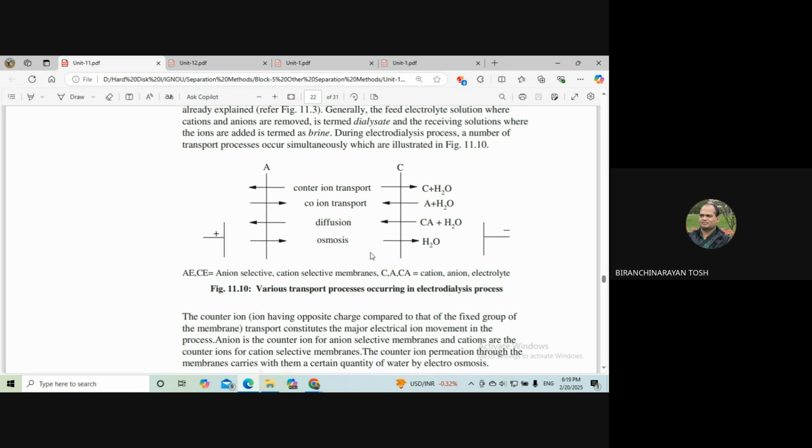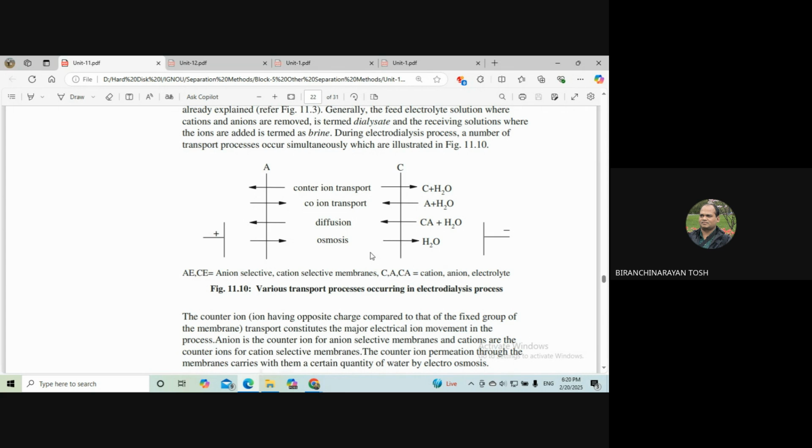The counter-ion is the ion having opposite charge compared to that of the fixed group of the membrane. The counter-ion transport constitutes the major electrical ion movement in the process. Anion is the counter-ion for anion selective membrane, and cations are the counter-ions for cation selective membranes. The counter-ion movement through the membrane carries with it a certain quantity of water by electroosmosis.